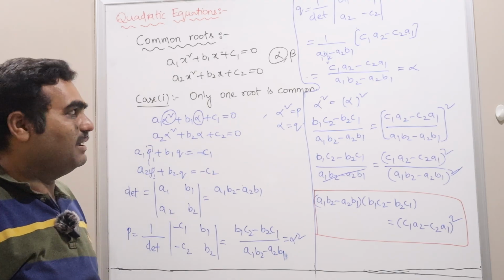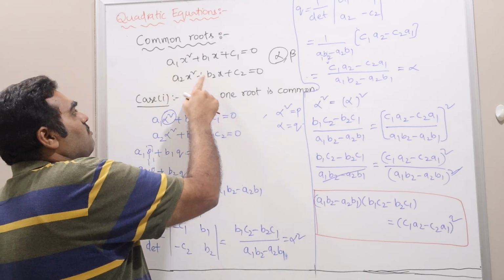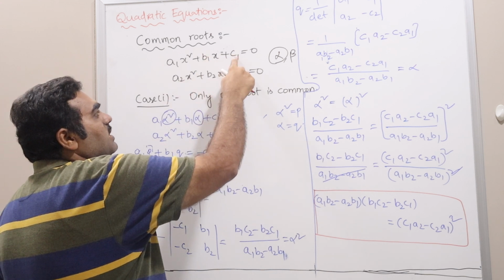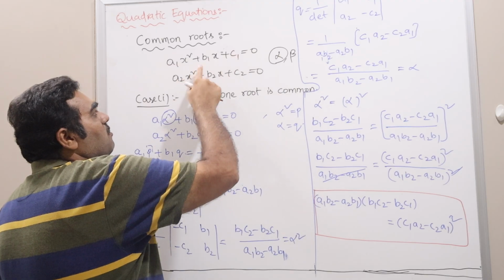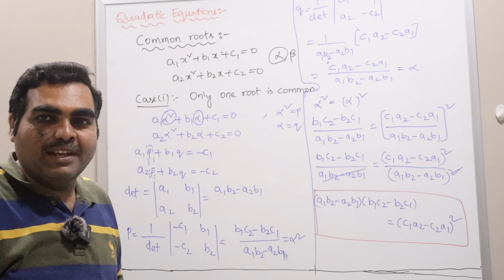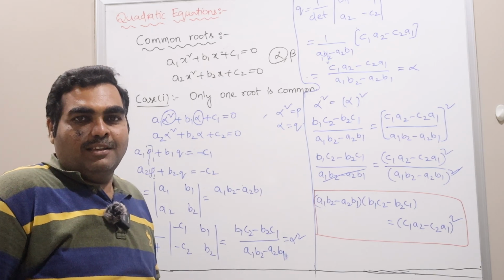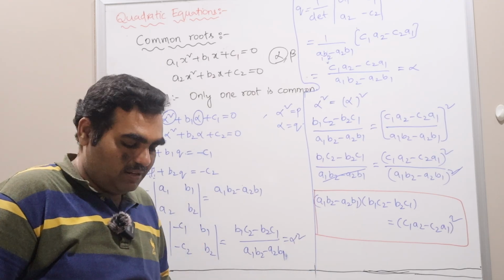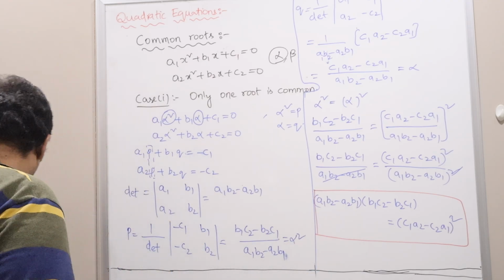Just cross multiply. A1 B2 minus A2 B1 into B1 C2 minus B2 C1 is equal to C1 A2 minus A1 C2 whole square. This is how you can remember. So this is the condition when you have one root as a common root. So let us see the other case.